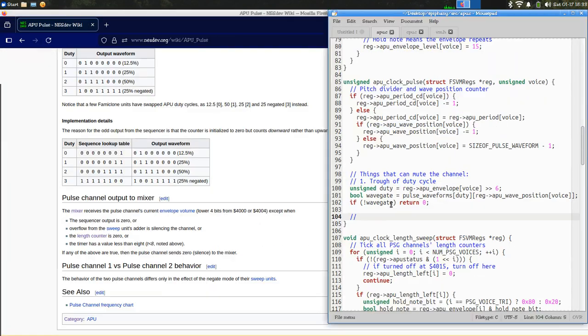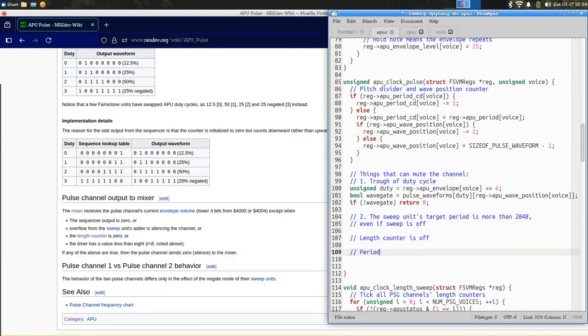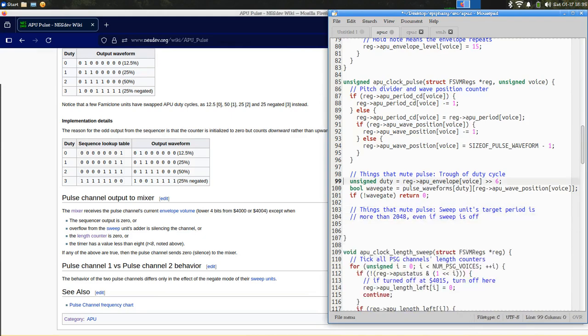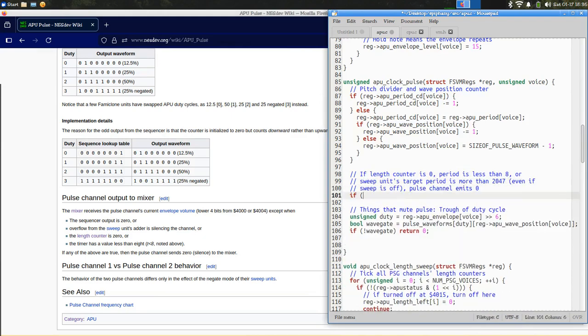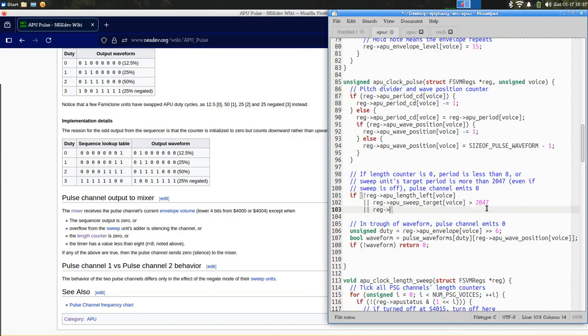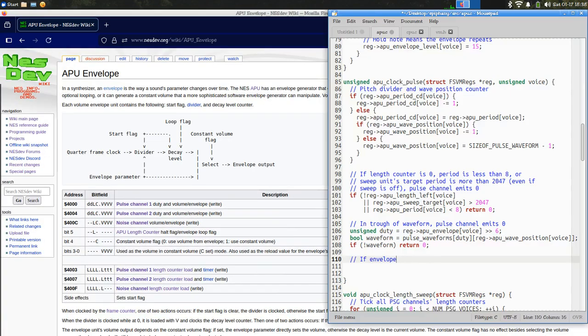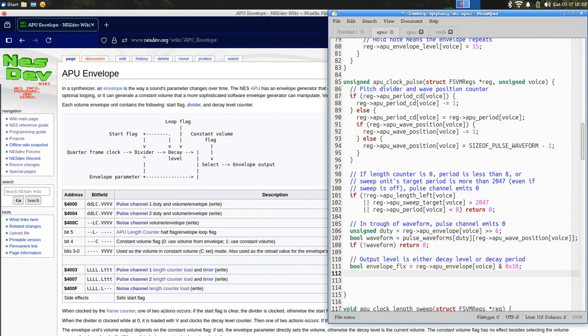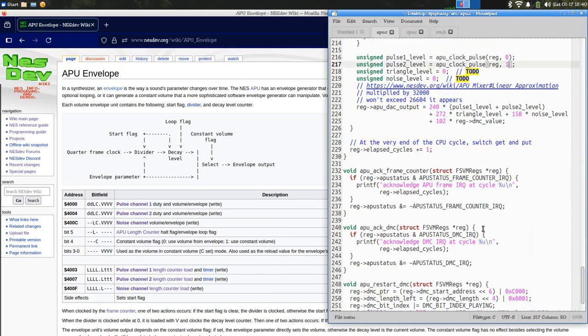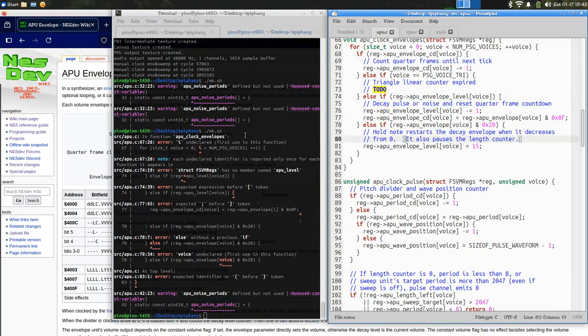If the current pitch is above 14 kHz, the channel is silenced to avoid feeding ultrasound into the RF modulator. Or if the sweep unit wants to take the note below 55 Hz, it considers the note over. Pulse treats the envelope setting either as a decay length or as the volume itself based on bit 4. I added the pulse channel's level to the mixer and made everything compile.